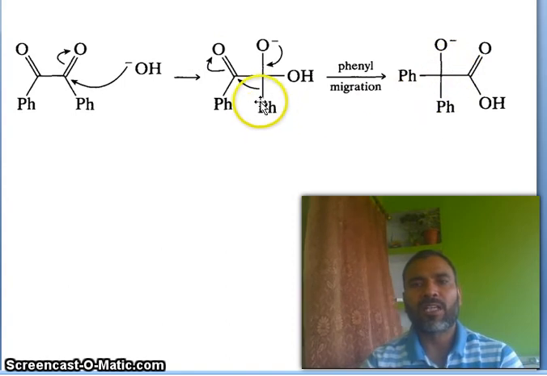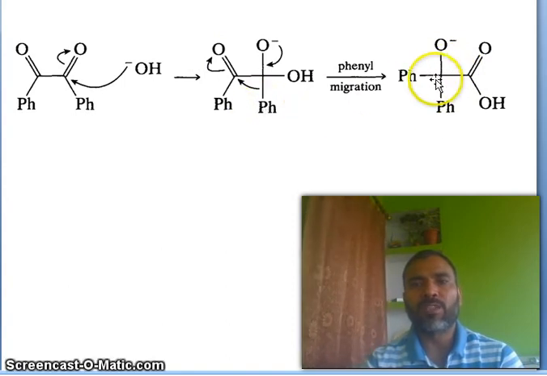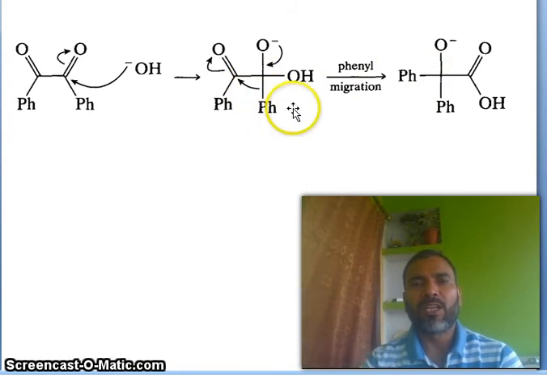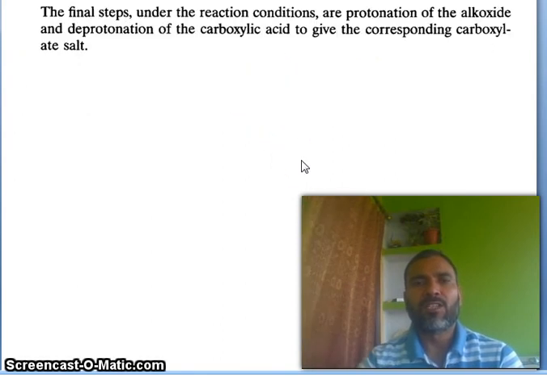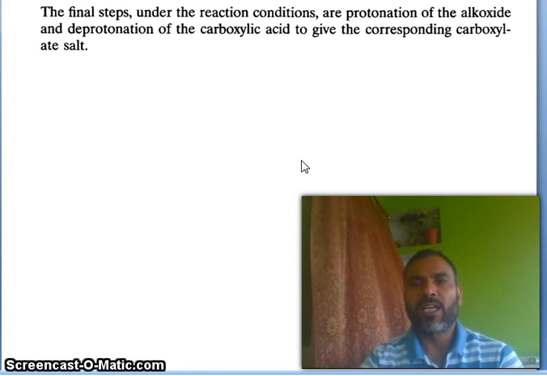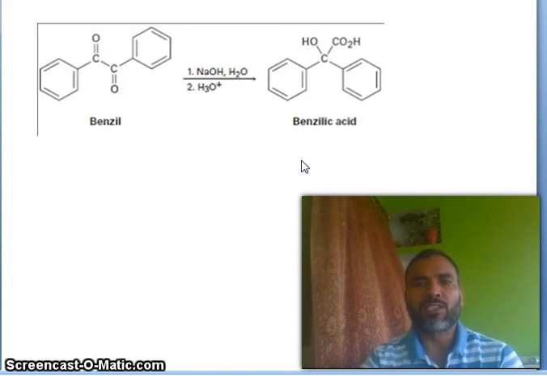Now you see how this phenyl group shifts onto this carbon, and that is very important if you are studying the benzilic acid rearrangement. The final step, under the reaction conditions, is protonation of the alkoxide and deprotonation of the carboxylic acid to give the corresponding carboxylate salt.